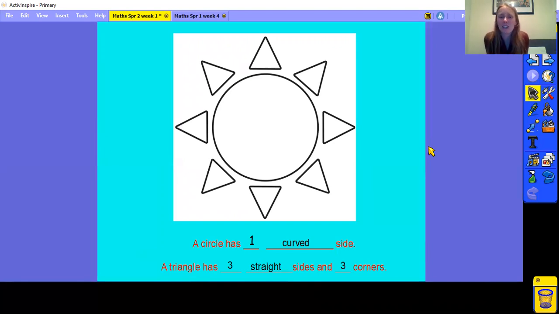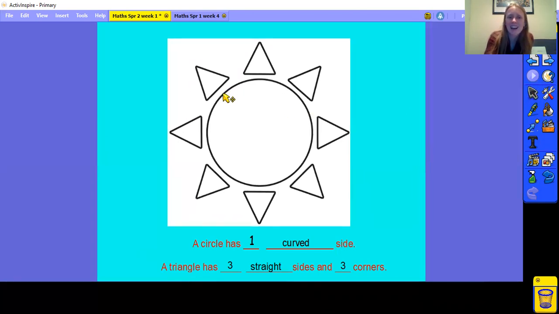Okay, now let's have a look. So one of our STEM sentences says, a circle has 1 curved side. Did you spot the circle in the picture? You did? Well done. It's here in the middle. A large circle with 1 curved side. And the next STEM sentence says, a triangle has 3 straight sides and 3 corners.